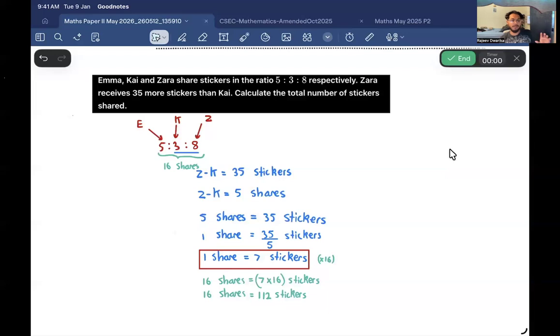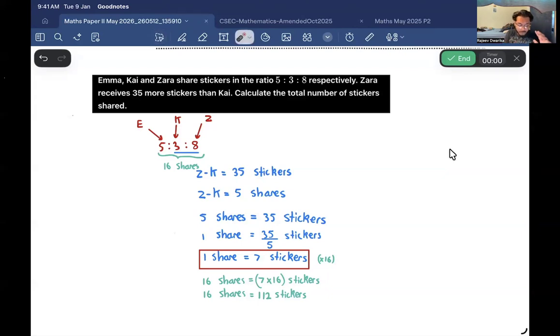So Carla, when you look at this question, what do you think is the most important thing you have to find before you can find the total number? You have to find out how much one share is in terms of one sticker. Yes, that is the most important thing. You have to find how much one share is in terms of stickers.